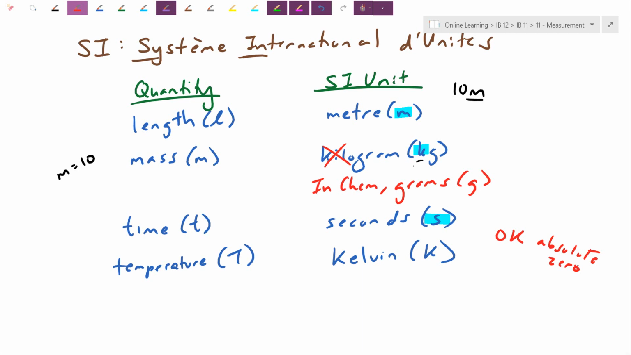We've gotten pretty close to 0 Kelvin. We've probably gotten to a millikelvin or microkelvin, like 0.0001 Kelvin. But hypothetically, we can't get to absolute zero.